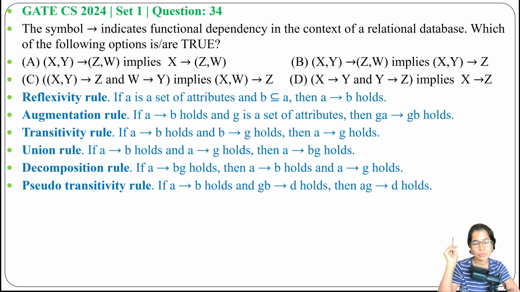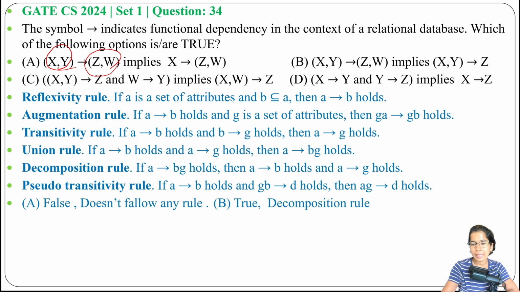Option A, XY implies ZW, so X implies ZW. There is decomposition rule for the right side, but there is no such rule for the left side. ZW is functionally dependent on XY together, so ZW cannot be dependent on just X. So option A is false. There is no such rule to justify this implication.